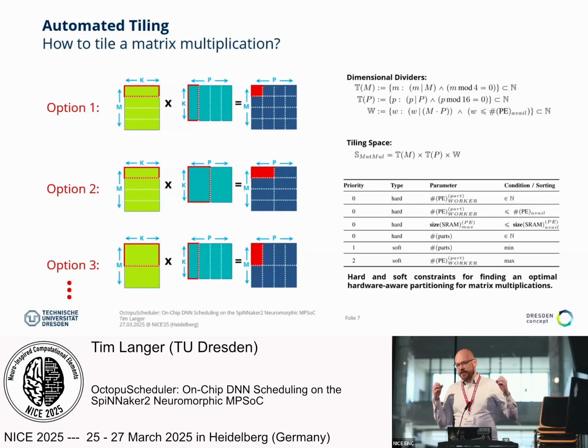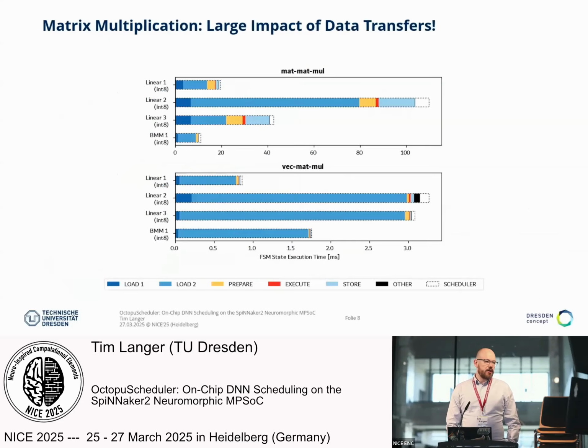And then after kicking out the not possible configurations, we still have a couple of configurations from which we need to select one. This we do via soft constraints. So we sort the remaining configurations on different criteria. For example, we can sort them by the degree of parallelization, so how many processing elements are actually used. We can maximize this, so we have the maximum parallelization. This is one optimization strategy, and based on this, we then select what we think the best tiling strategy is.